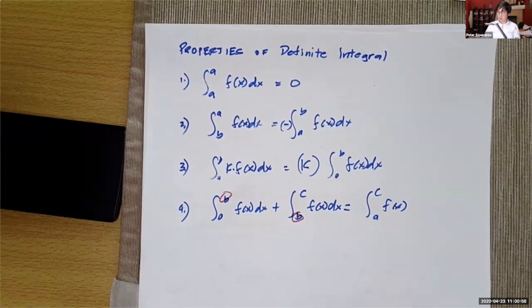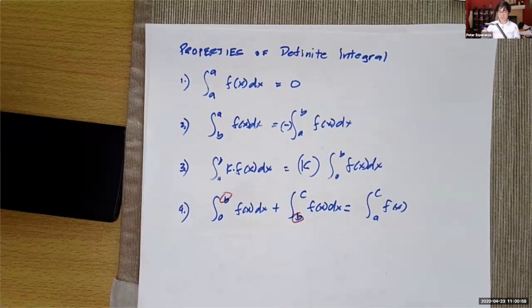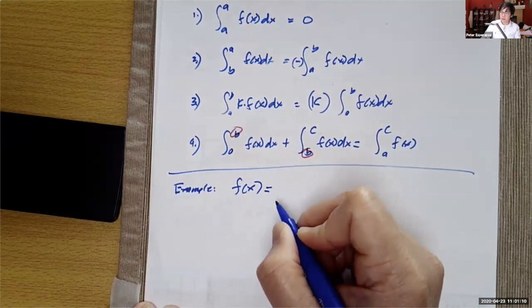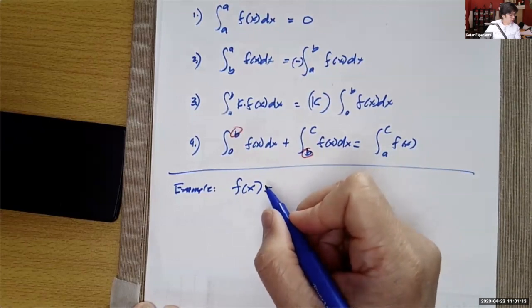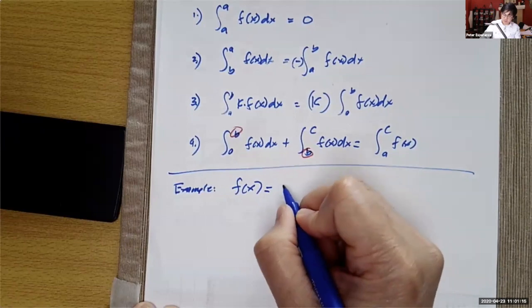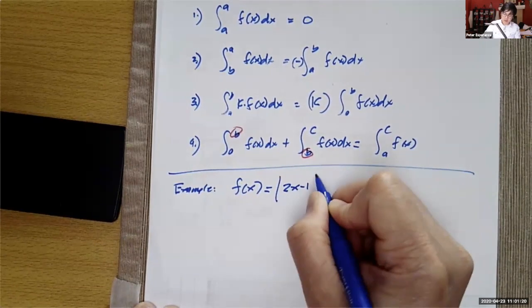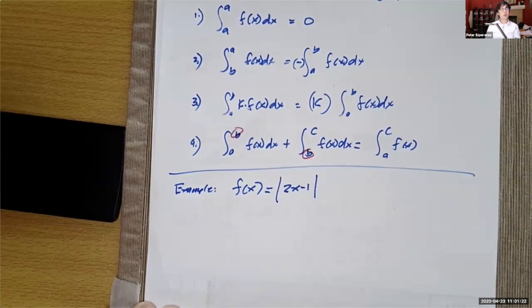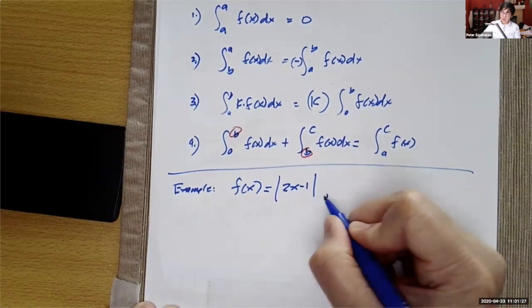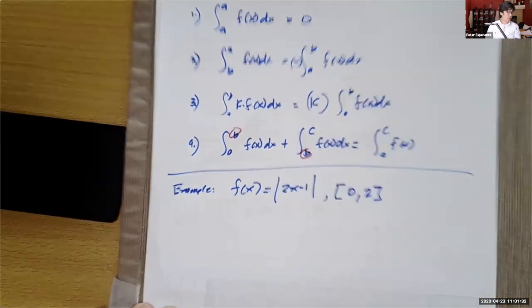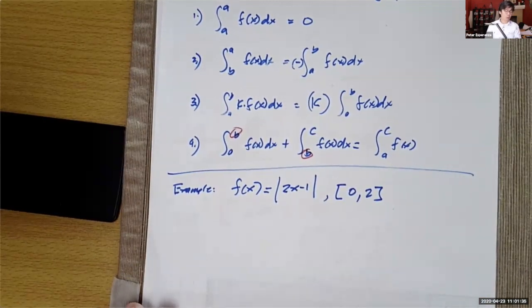Now, let's perform this type of integration. Let's have f of x equal to an absolute value function, and our absolute value function is given by 2x minus 1. So we're going to be evaluating a function f of x with 2x minus 1, and we're going to find its area in between 0 and 2. So that is our limit. And we're going to find its area using integration.